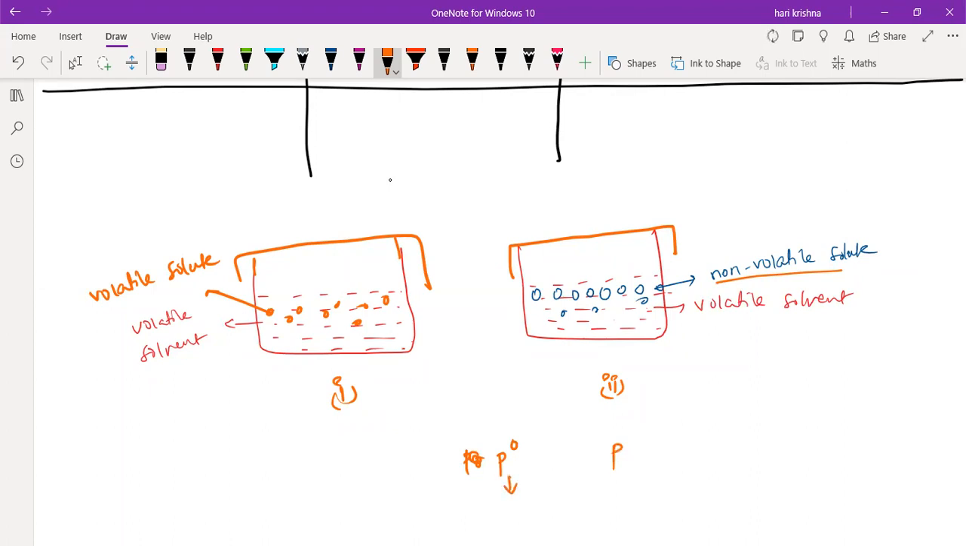P naught is for the pure component. Whenever the naught is given, that is for the pure solvent, without any non-volatile solute. Whenever nothing is given, that is with the non-volatile solute. Now tell me which one is higher here, P naught or P? P naught will be higher, right? The vapor pressure of the pure solvent is higher than the vapor pressure of the solvent which contains non-volatile solute. Understanding?